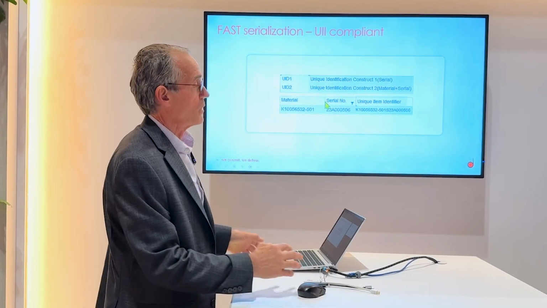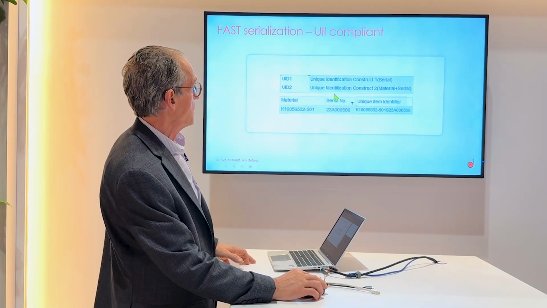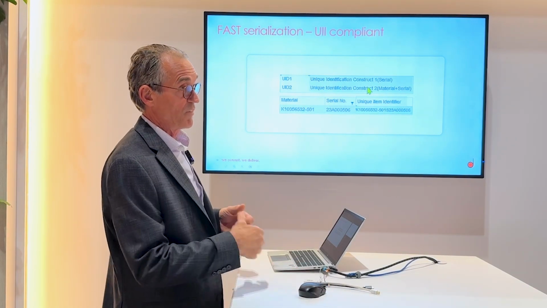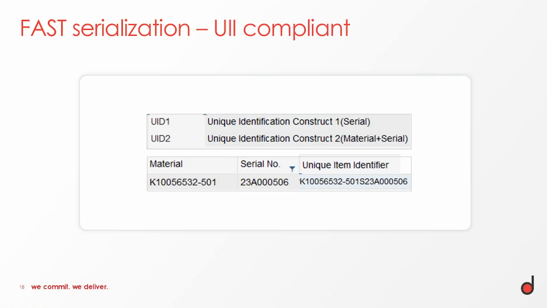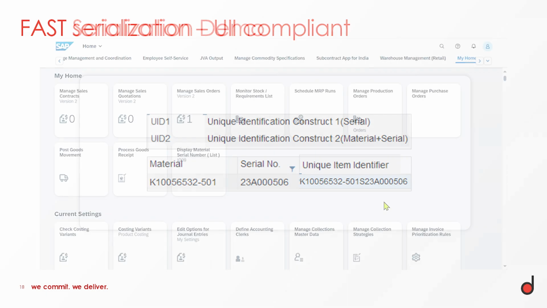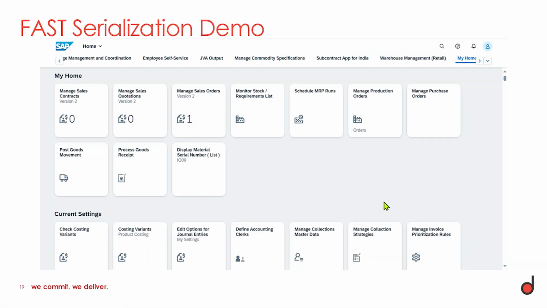And all this gives, so the serial numbers themselves have a unique ID. The material number with that serial number also have a unique ID, so it gives you traceability for compliance requirements. This is our little accelerator for a serial number.